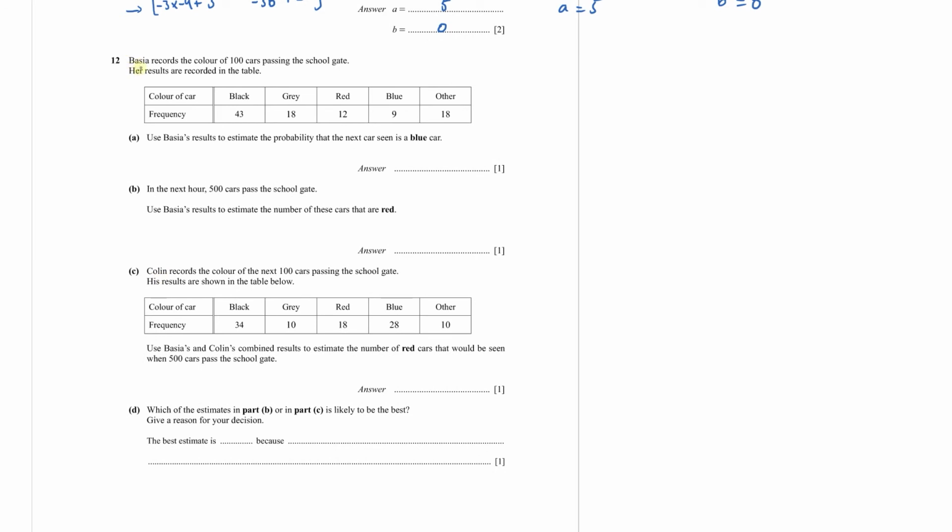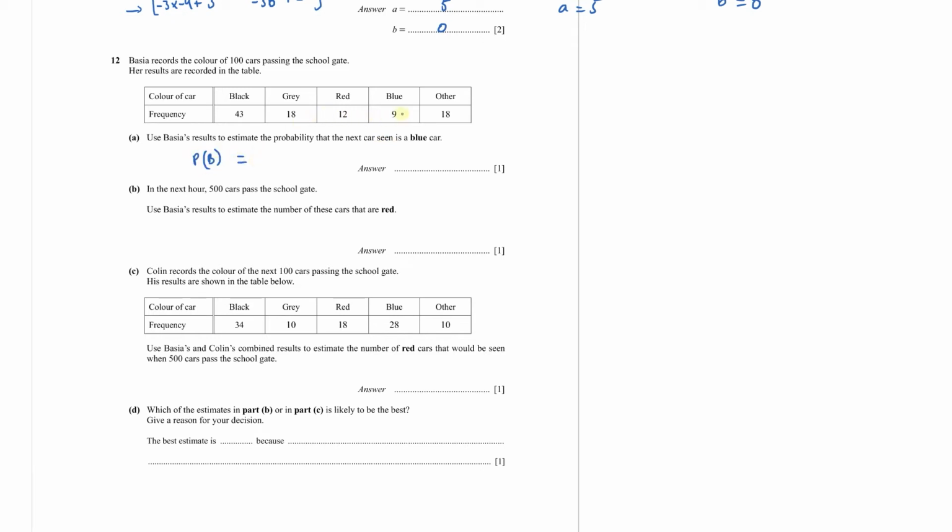Question 12 is Bessia records the color of 100 cars passing the school gate. Her results are recorded in the table. So she saw 43 black cars, 18 gray cars, and so on. So use Bessia's results to estimate the probability that the next car seen is a blue car. So you have to find what is the probability of seeing a blue car.